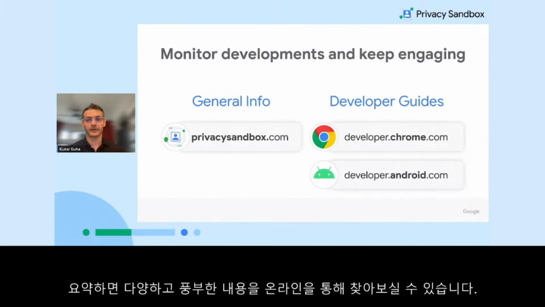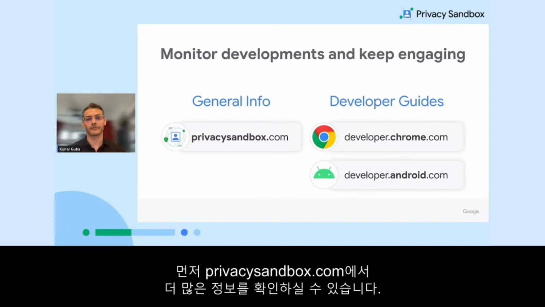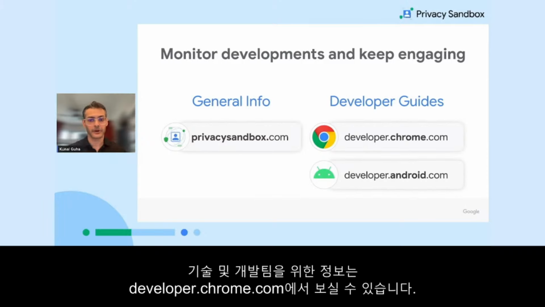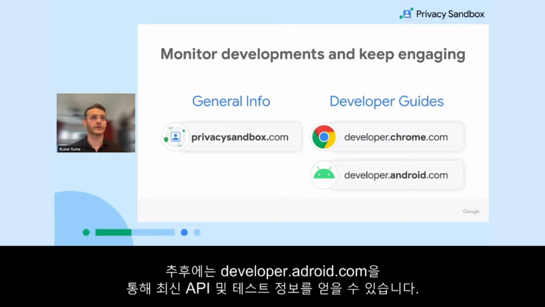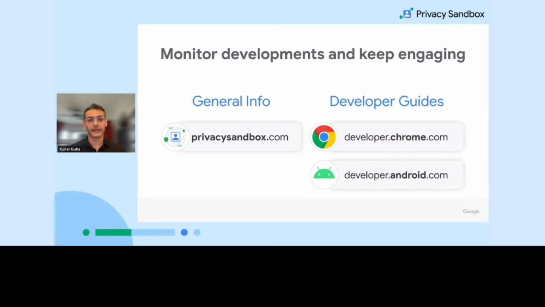In summary, the wealth of information is all available on the web for you to access and your teams to access. Go to privacysandbox.com to learn more about the initiative. And for your tech and developer teams, go to developer.chrome.com. And then in the future, developer.android.com to be able to get the latest of the APIs and the tests and trials that we're enabling.